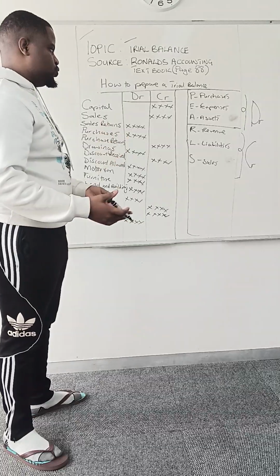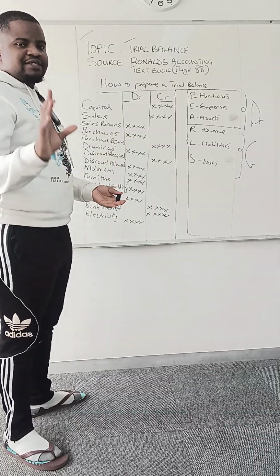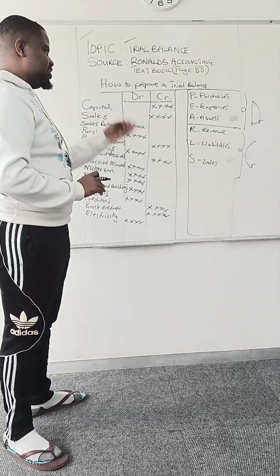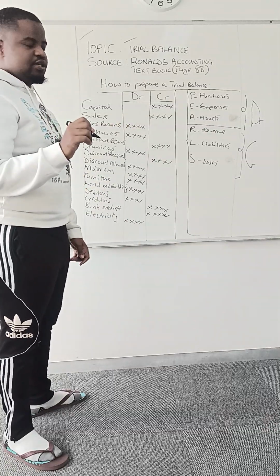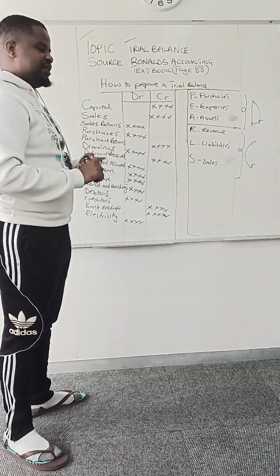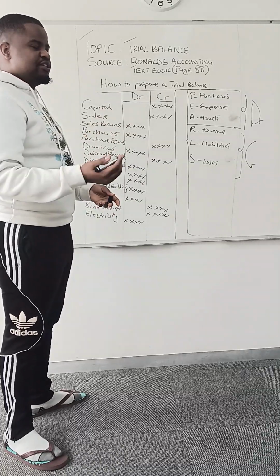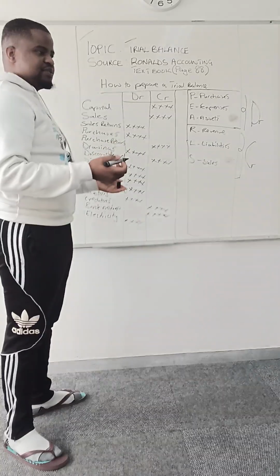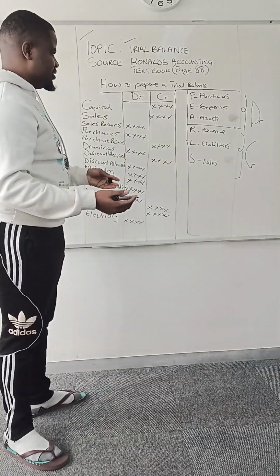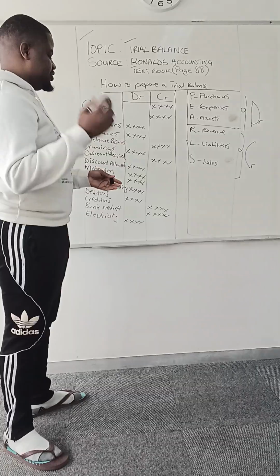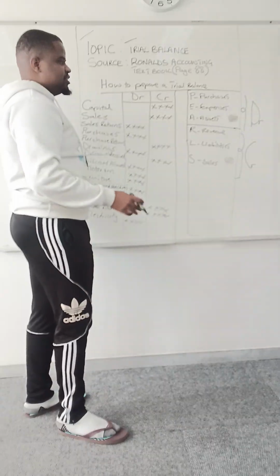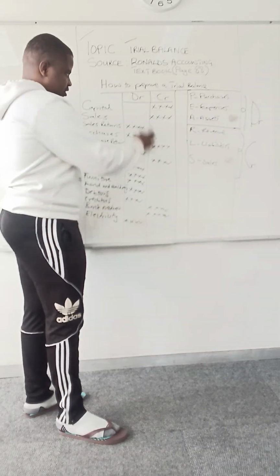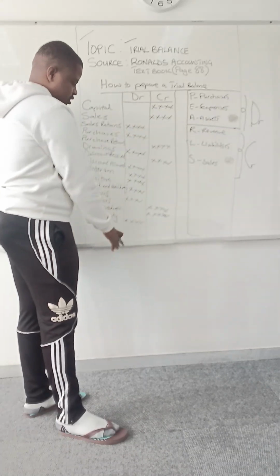So what are you going to do at the end? The trial balance needs to balance. The debit side must be equal to the credit side. If you see the debit side is more than the credit side or the opposite, it means there is an error, right? But in normal circumstances, in the event that there is no error, the credit side must be equal to the debit side.